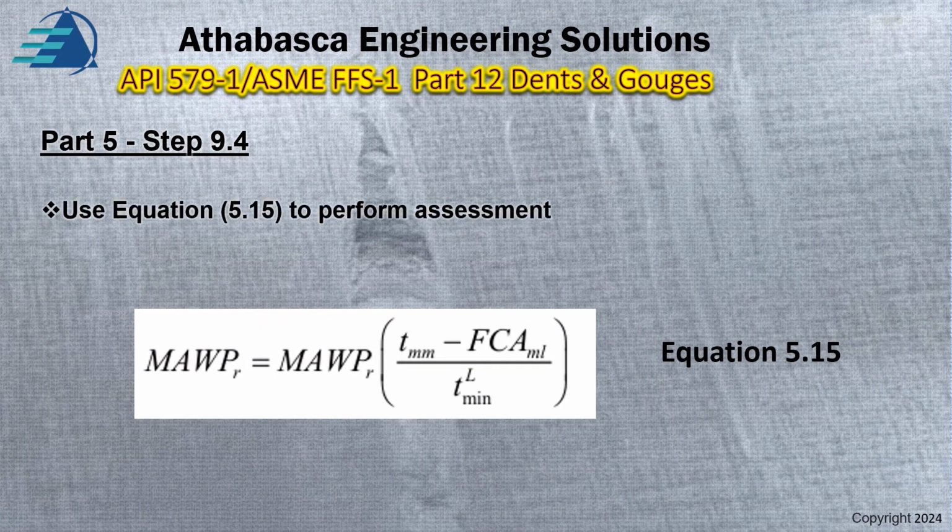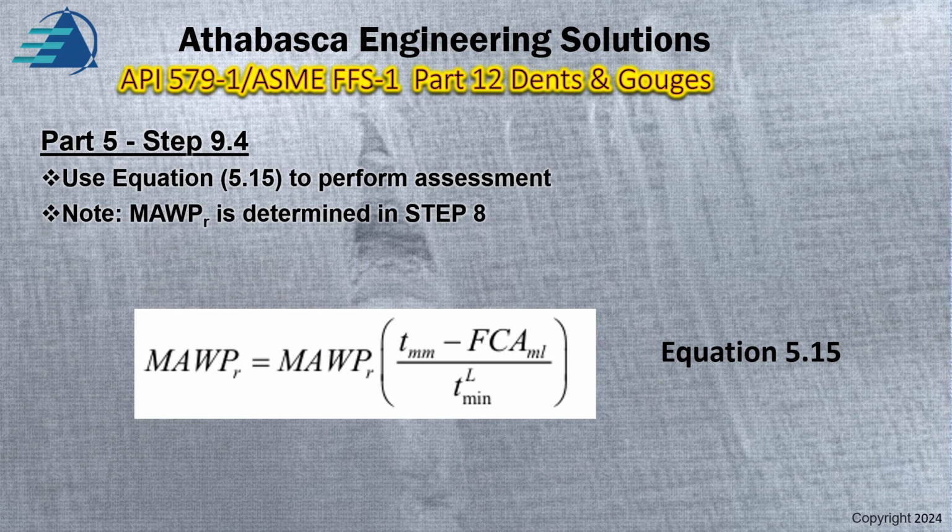So they've got a part 5 here, which is step 9.4. That's the final step. This is equation 515, and basically, if you perform this calculation and that works, then you pass, and your evaluation passes if you go all the way down to this point here. Otherwise, you're going to have to do a level 2 or 3 assessment.